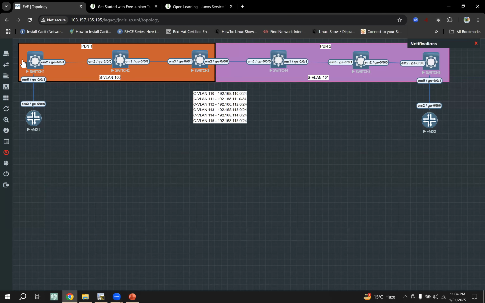When I go to my lab, see here, this is basically the customer router, and this is the customer router. This is provider bridge network 1, or service provider 1, and another is service provider 2. Service provider 1 has 3 switches, switch 1, switch 2, and switch 3. And service provider 2 also has 3 switches, switch 4, 5, and 6.